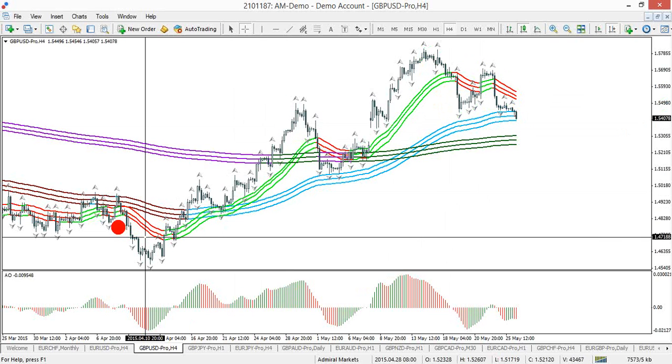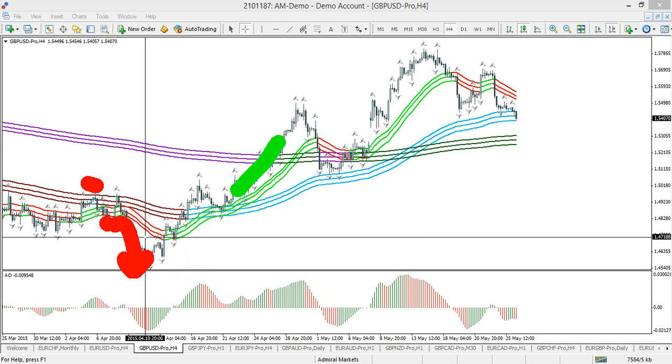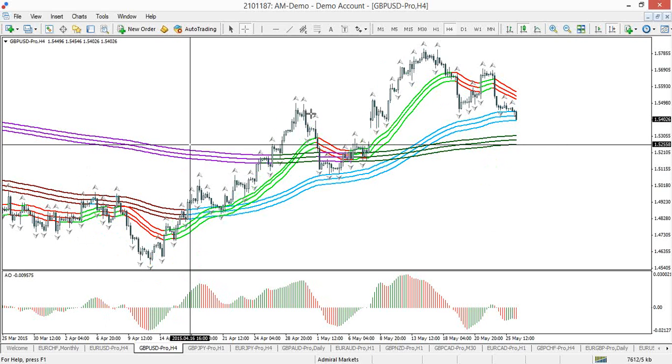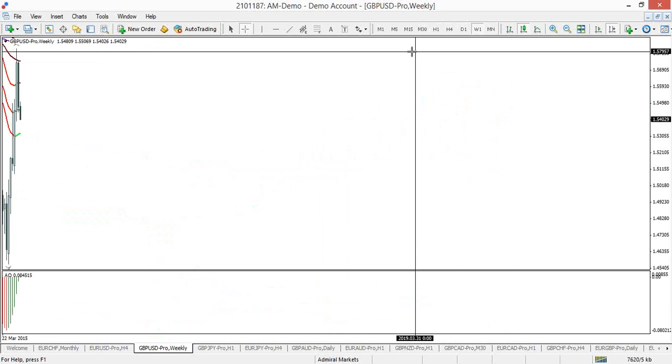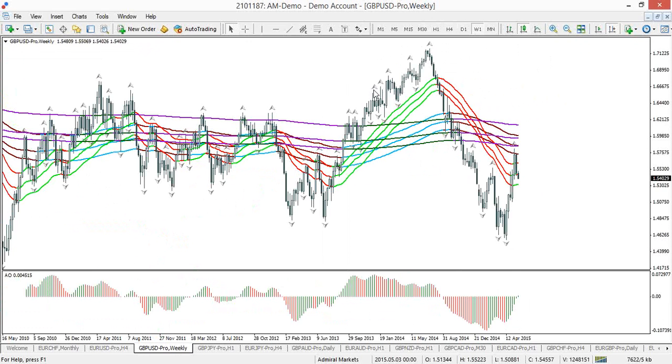For instance, this was a good short here, right below the moving averages. This one not that much, but if you use the stop loss above here, it still would have worked out. All right, just to give you some examples. Here, good breakout. Here, good breakout, etc. Anyhow, the pound dollar retraced. This is a whole mess on the weekly chart.